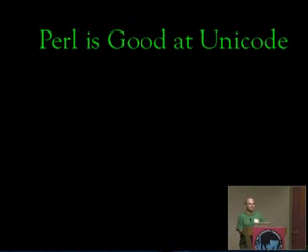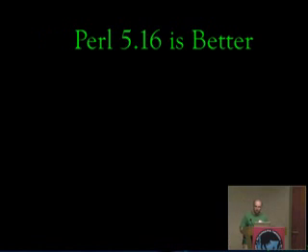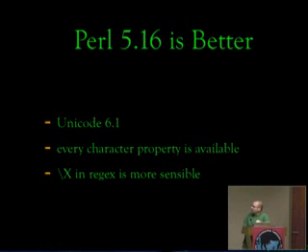Okay, moving on. Strings. I use strings a lot in Perl. I don't know about you. Perl is good at Unicode. Perl's actually really good at Unicode, and Perl 5.16 is better than any previous Perl. First of all, we got Unicode 6.1, which is a whole lot of characters, and you can get every character property from them. Now, this isn't everyday Perl for everyone, but for those of you who have to deal with Unicode text and really figure out what the heck is going on with it, this is really useful stuff.